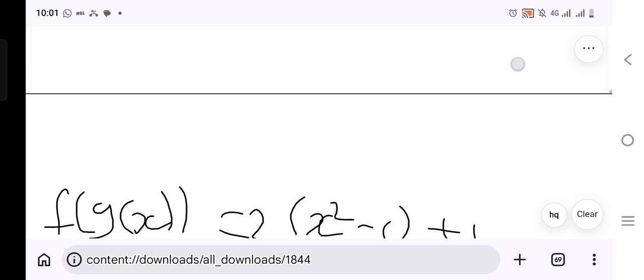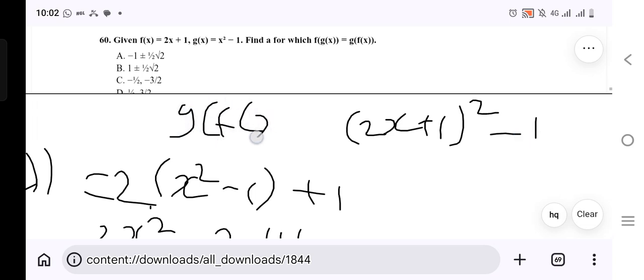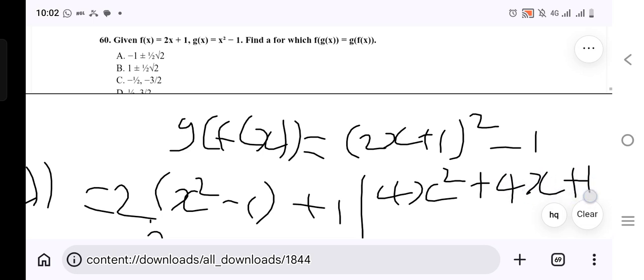So let me now calculate g of f of x. For my g of f of x, any place I see my x, I'm going to replace it with 2x plus 1. So I have x squared before, so that will be 2x plus 1 squared minus this 1. That is for my g of f of x. If I open this bracket, you can expand it on your own, that will be 4x squared plus 4x plus 1 minus 1.